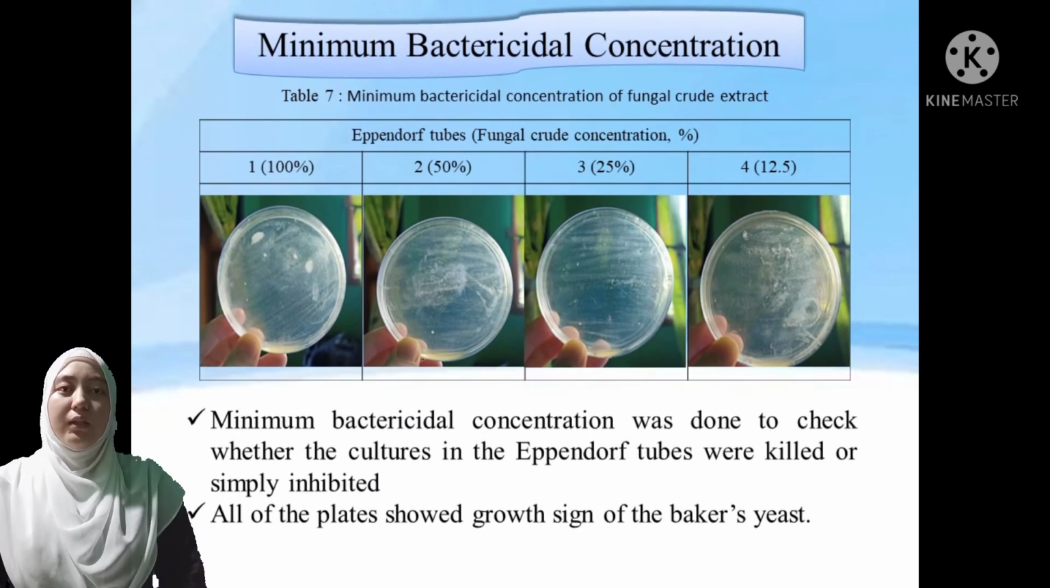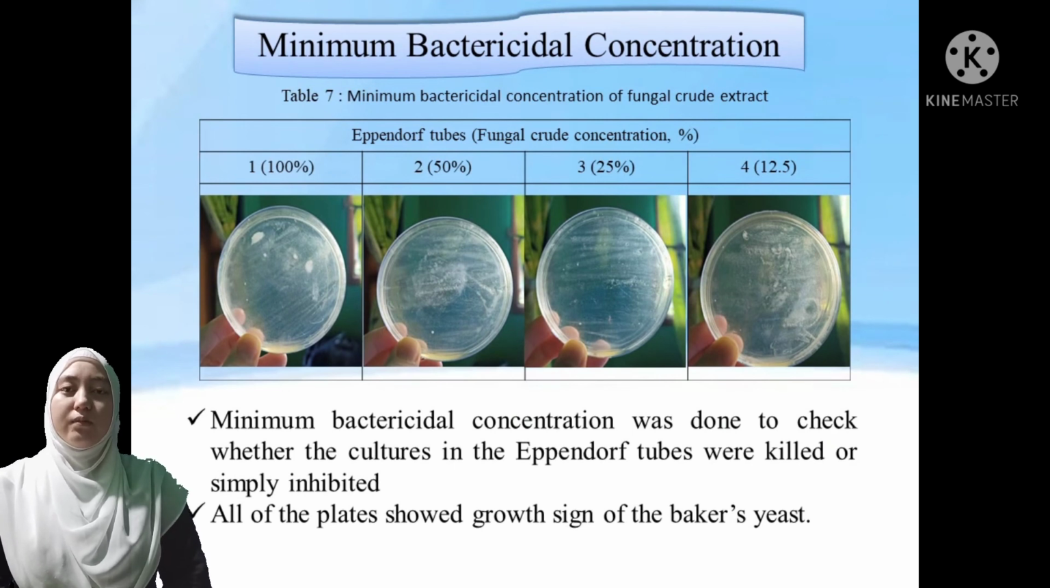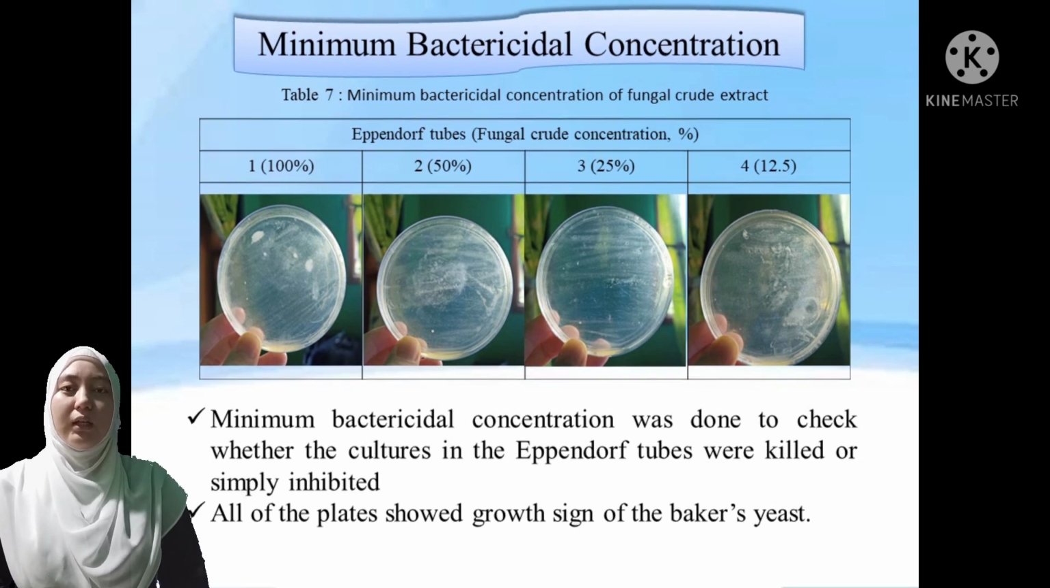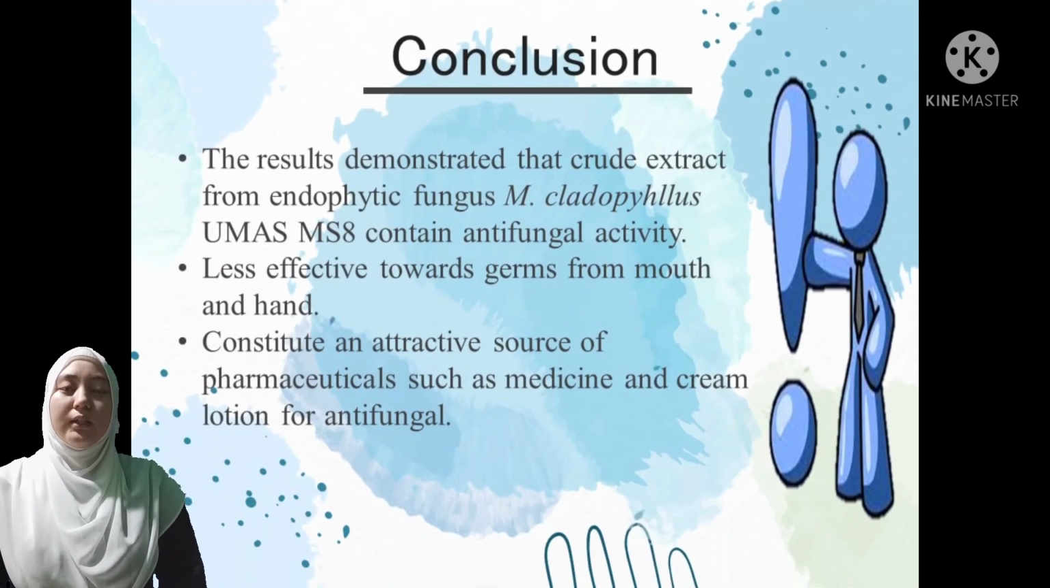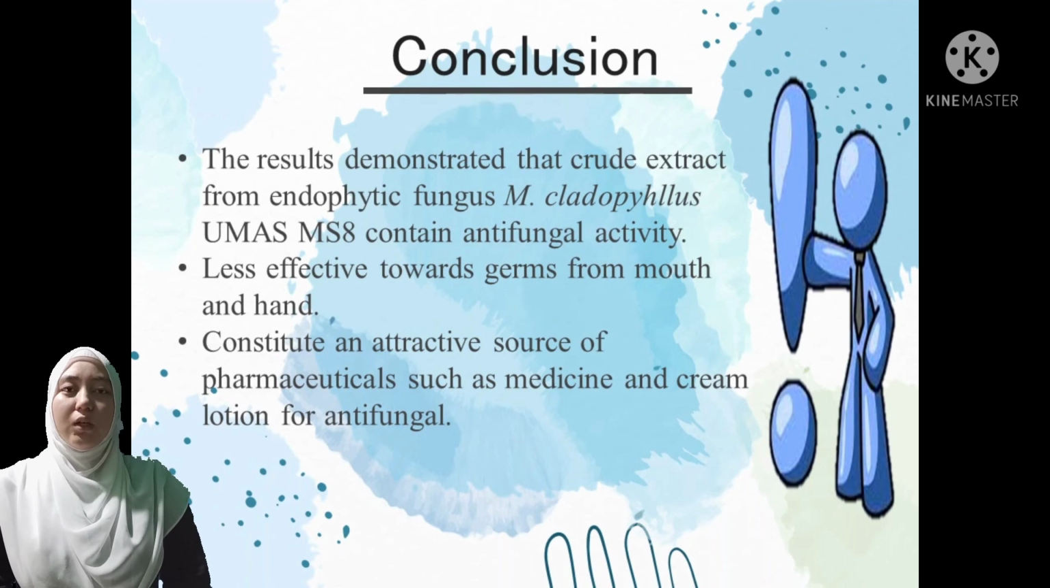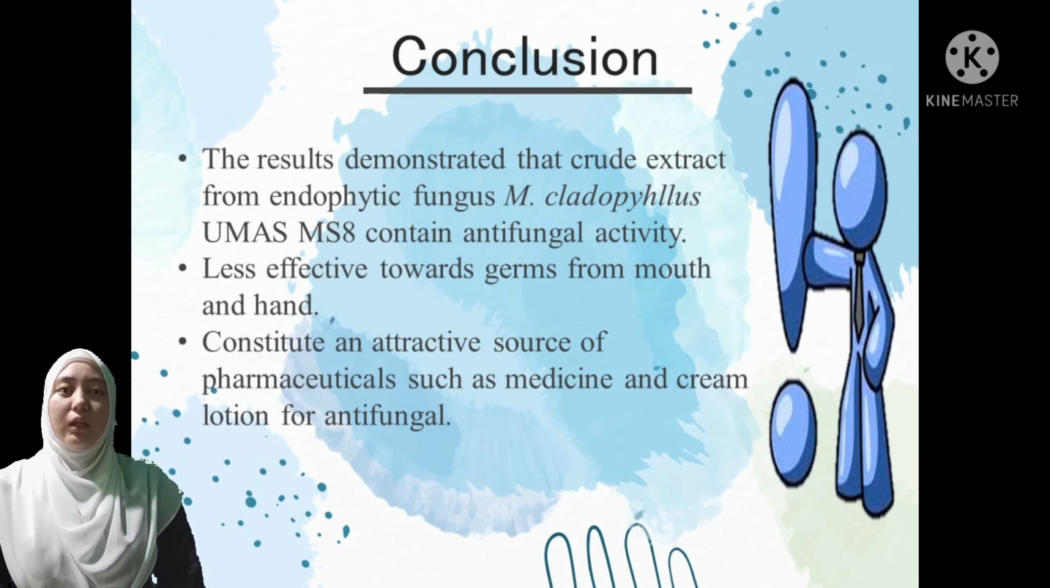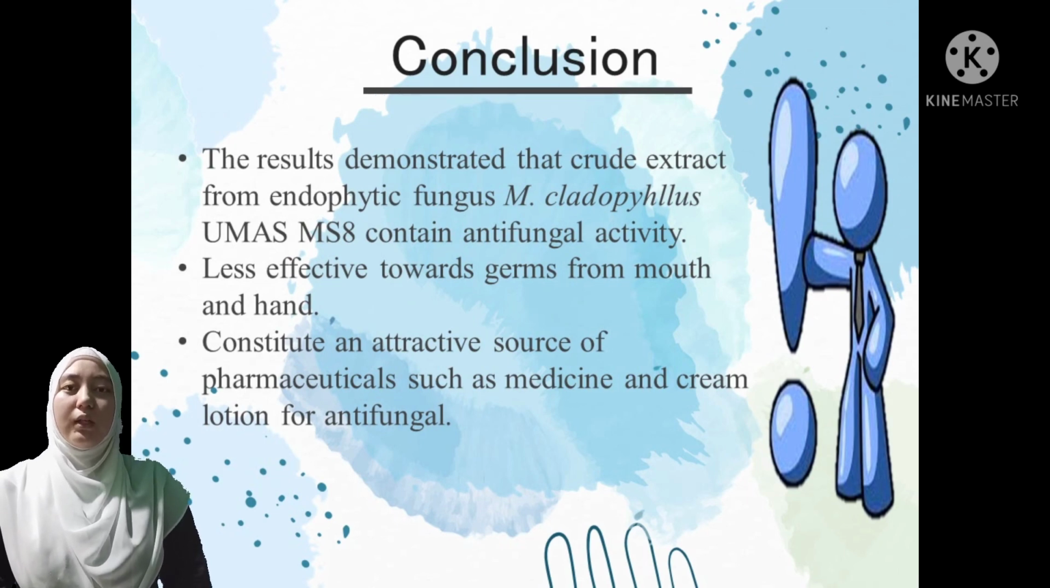Next, minimum bactericidal concentration. From the result obtained, all of the plates show growth sign of the Becker's yeast. This means that the fungal growth extract only inhibited yeast growth and was not able to kill the yeast cells. In conclusion, the result demonstrated that crude extract from the fungus Marasmius cladophyllus UNIMAS MSZ contains antifungal activity. It can be used as an attractive source of pharmaceutical.